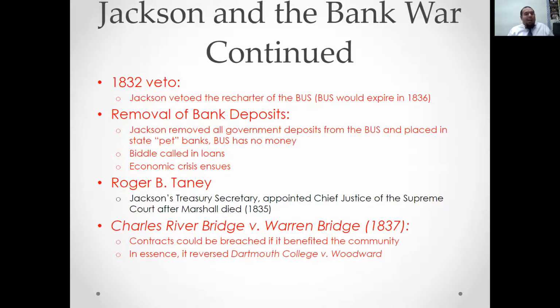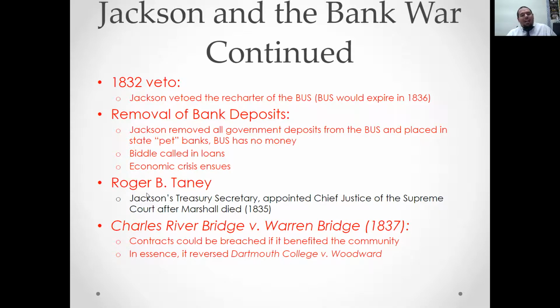So he starts removing bank deposits. Jackson removed all government bank deposits from the Bank of the United States and placed them in state pet banks. And now the Bank of the United States has no money. So Biddle called in loans because they need the money. And that's how banks work. If banks don't got money, they can't operate. That's going to lead to an economic crisis. And we're going to talk about that shortly.